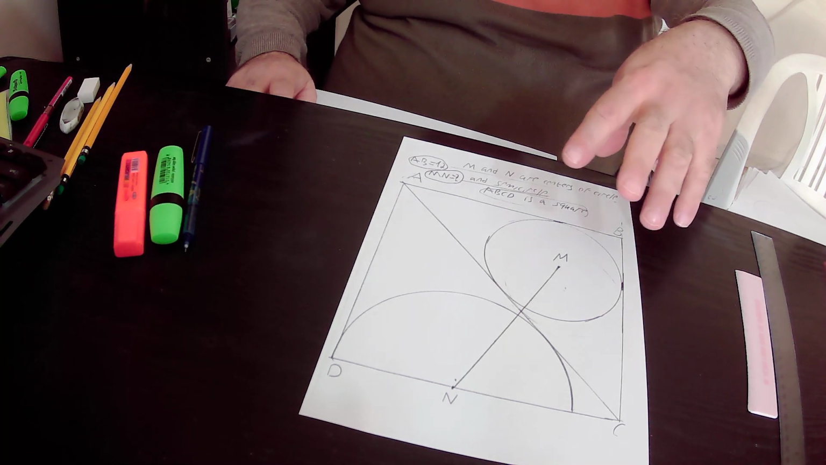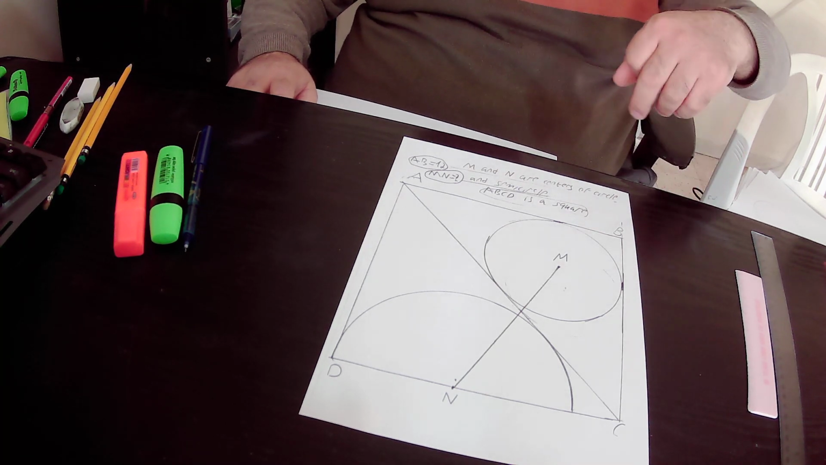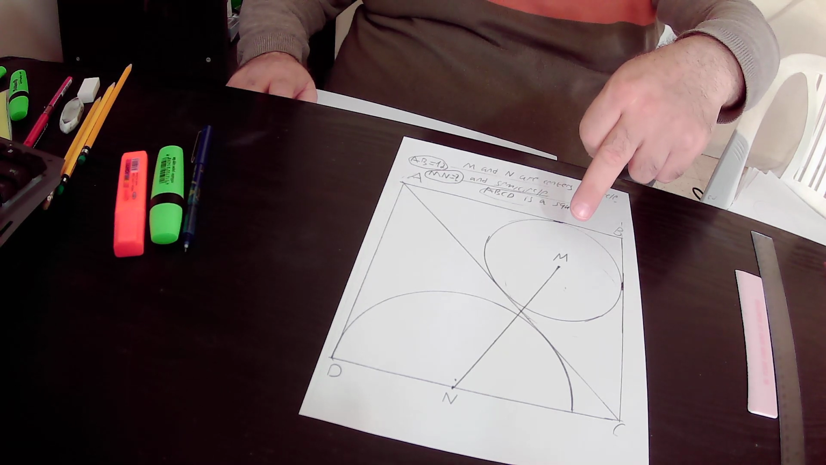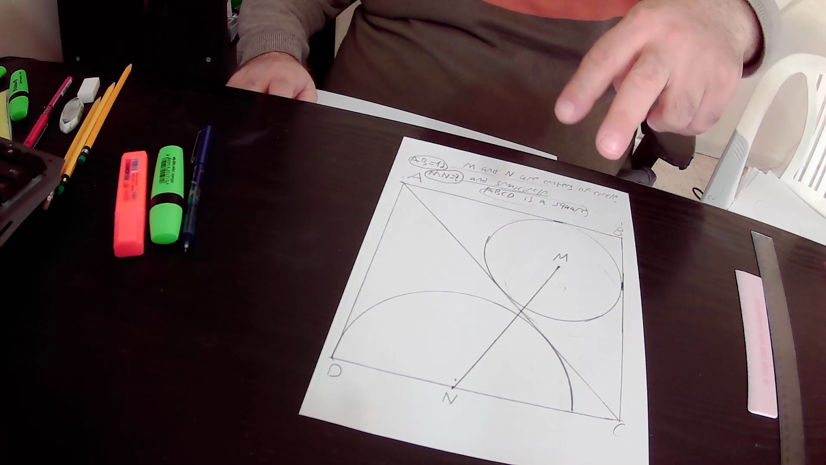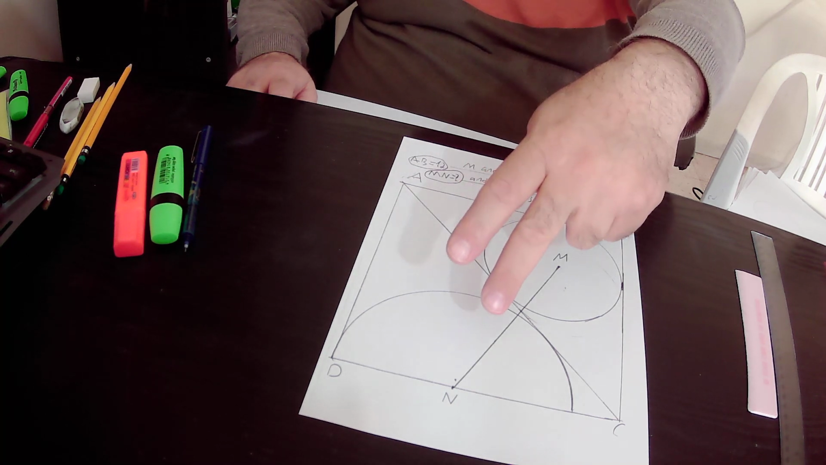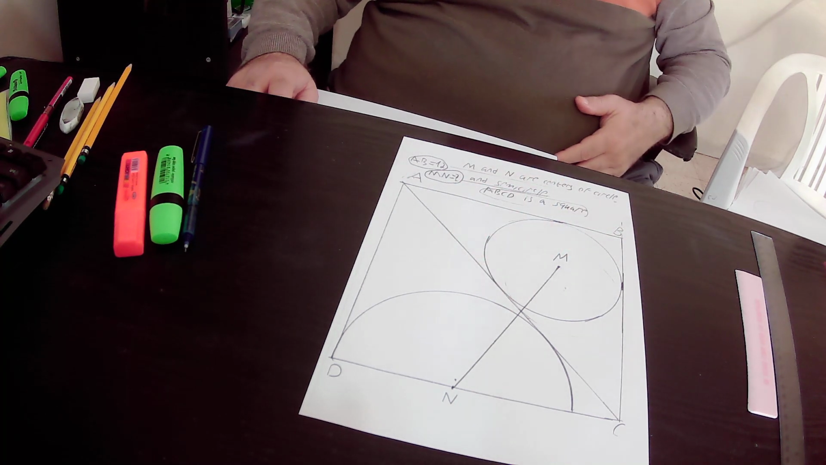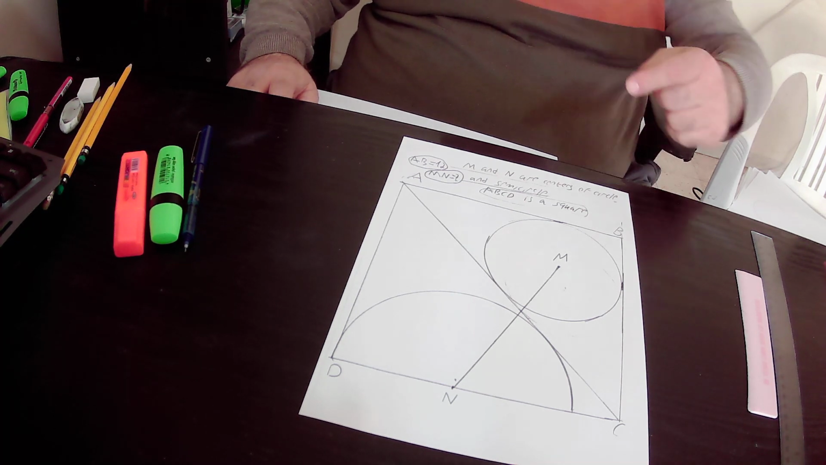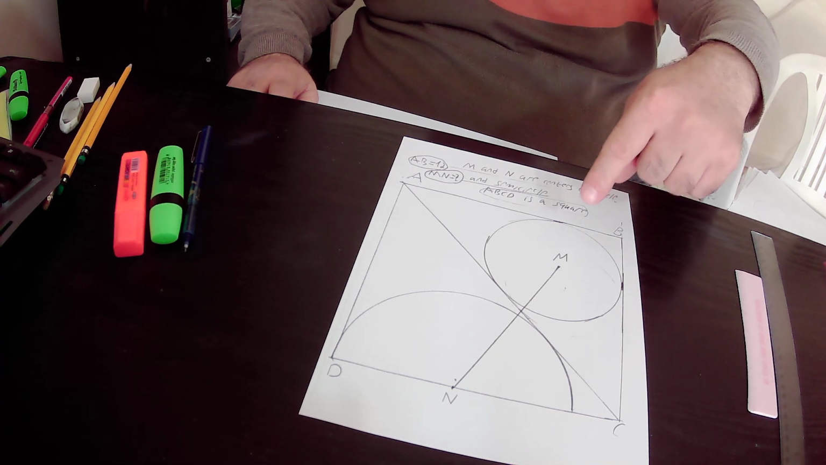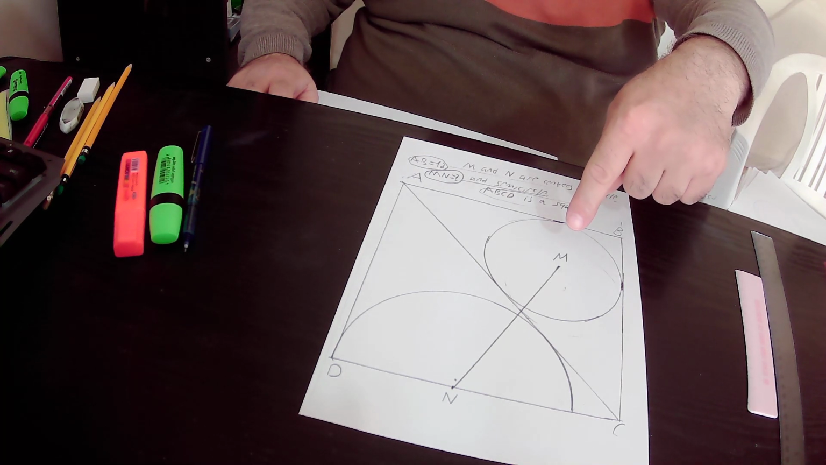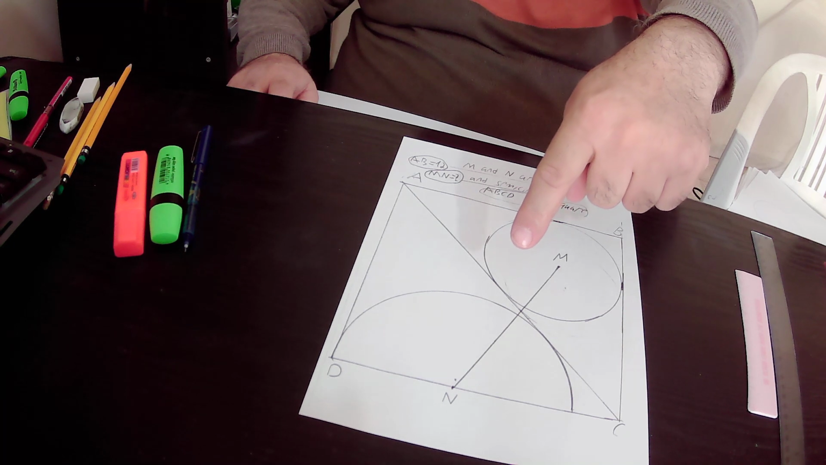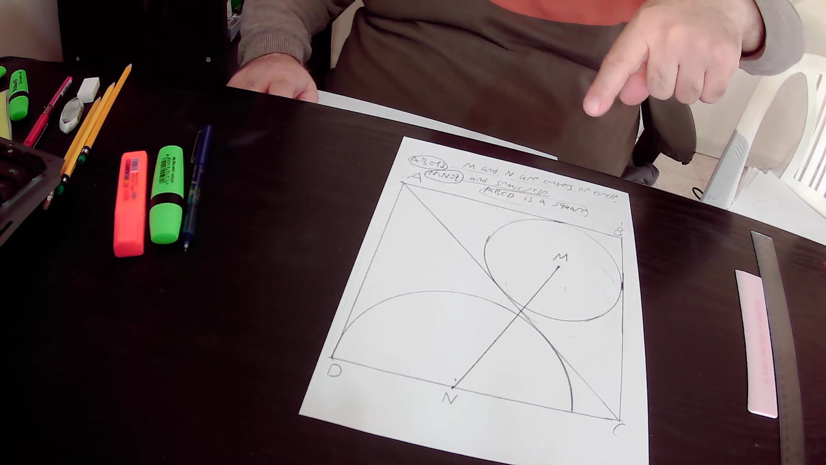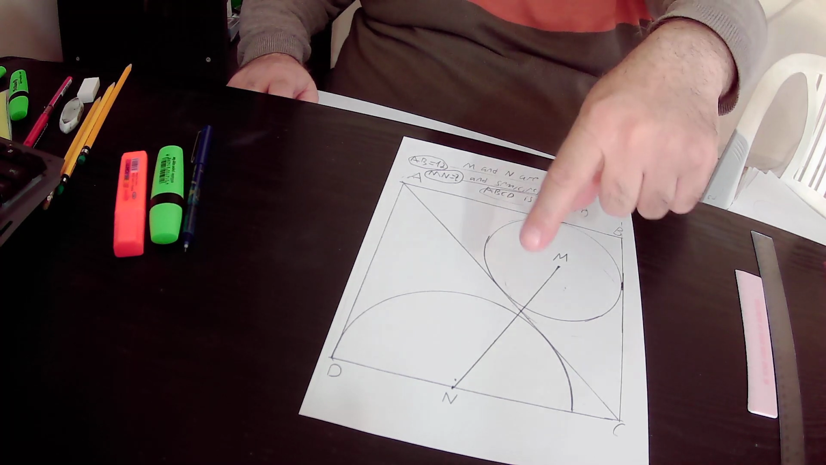Inside this square we have a circle. The center of this circle is at point M, and we also have a semicircle. The center of this semicircle is at point N, and we want to find out the distance between the center of the circle, that is to say point M, and the center of the semicircle, that is to say point N. Or we want to find out the length of line segment MN.